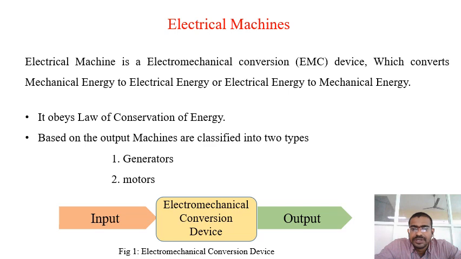Based on the input and output given to the electromechanical conversion device, electrical machines are classified into two types: one is generators, another is motors. The schematic line diagram of an electrical machine is shown in figure 1. The input is either in mechanical or electrical form, given to the electromechanical conversion device. That input is converted into another form, either mechanical energy or electrical energy, as an output. This device is known as an electrical machine.